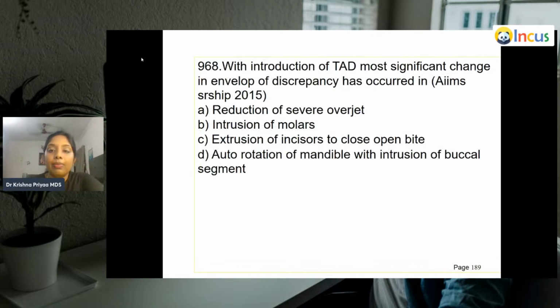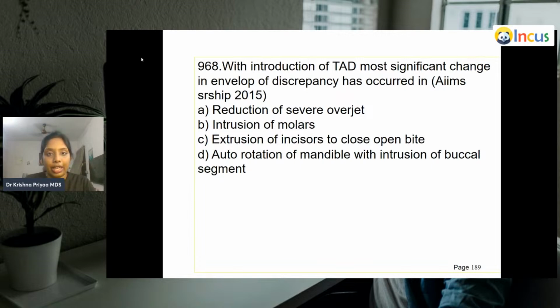With the introduction of TADs, most significant changes in the envelope of discrepancy have occurred. So you all know the envelope of discrepancy, right? It is nothing but the maximum range in which a tooth movement can happen in three dimensions of space, that is anterior, posterior, vertical, or transverse. So they have given an envelope of discrepancy within which we can move the tooth. Okay. So this is the concept behind it.